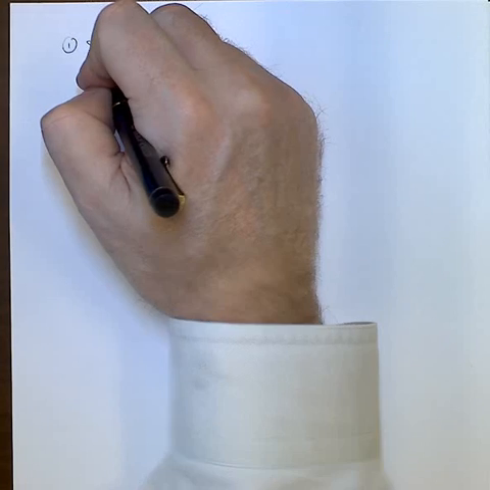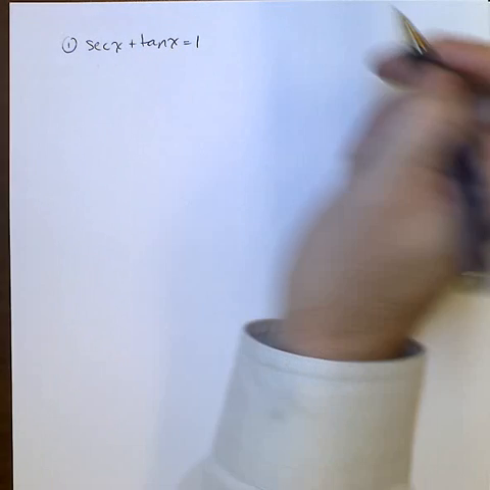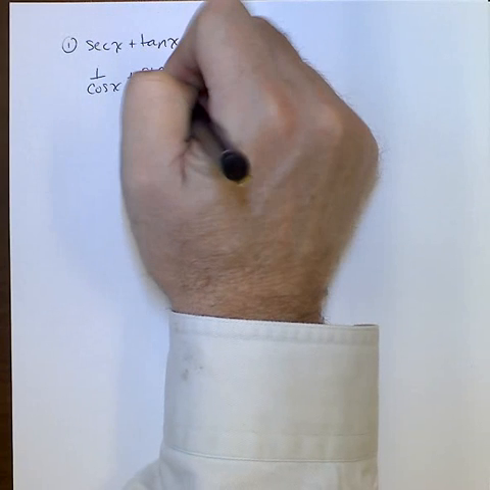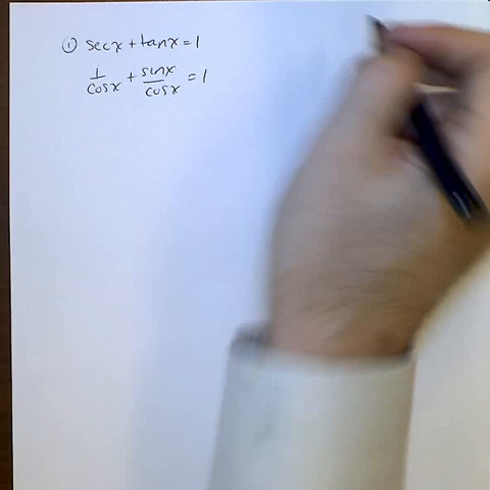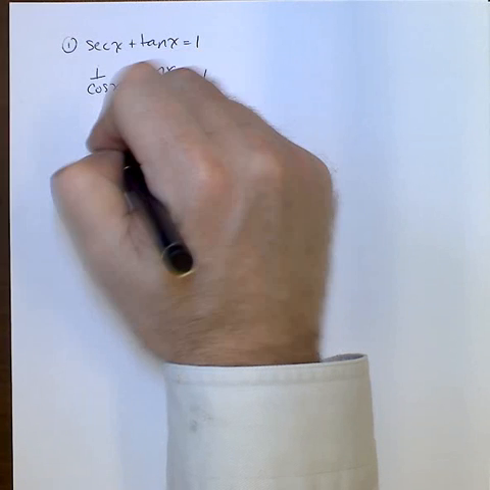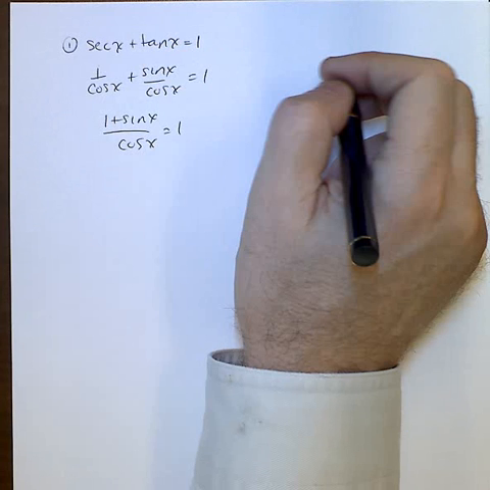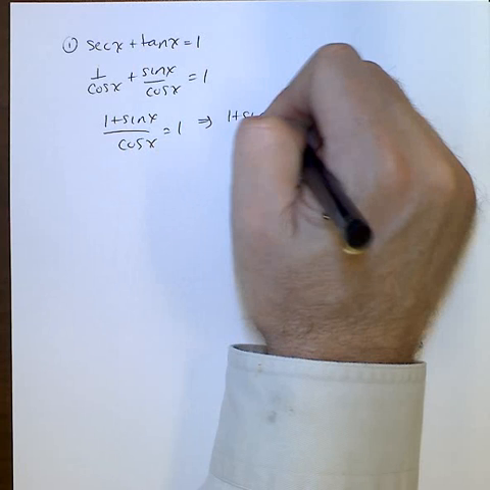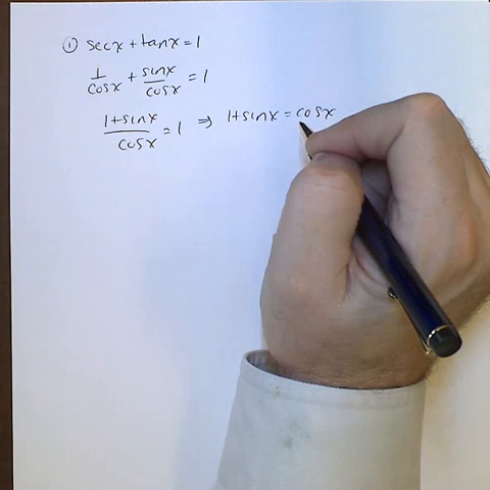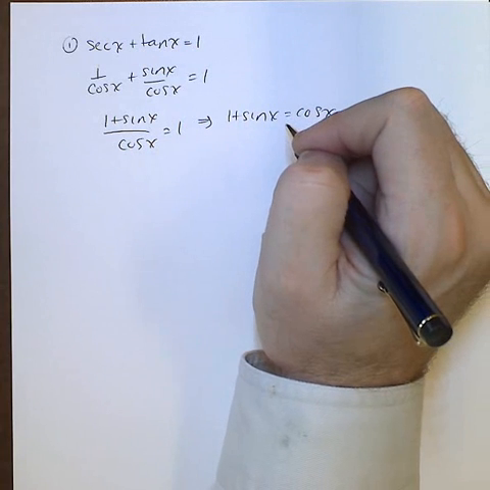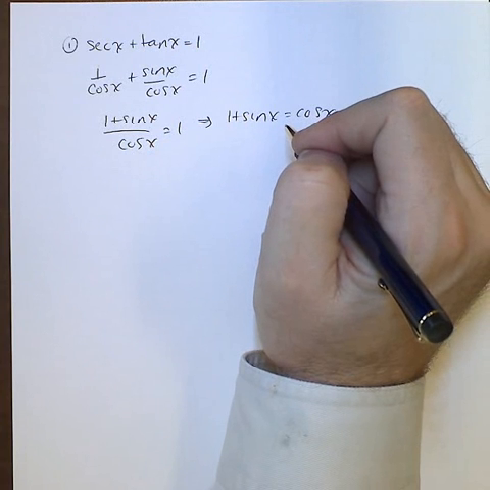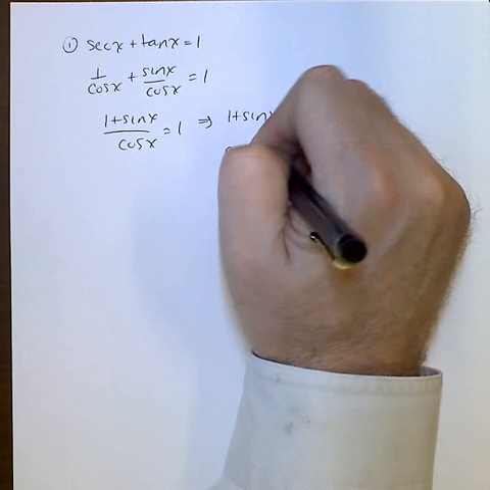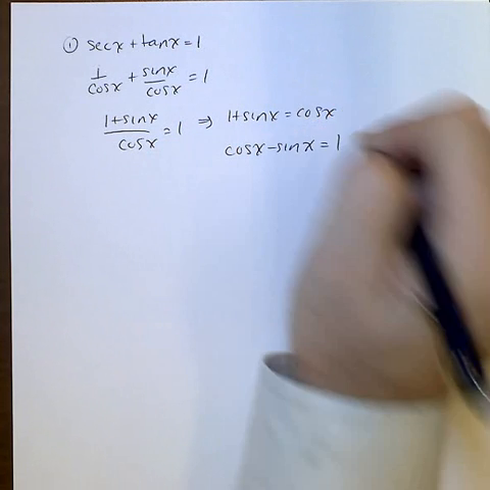If I gave you secant x plus tangent x equals 1, you would need to be able to go ahead and work that out, one step at a time. All right, so far we're just kind of moving our way down. 1 plus sine x equals the cosine of x. See here, we'll do cosine x minus sine x equals 1.